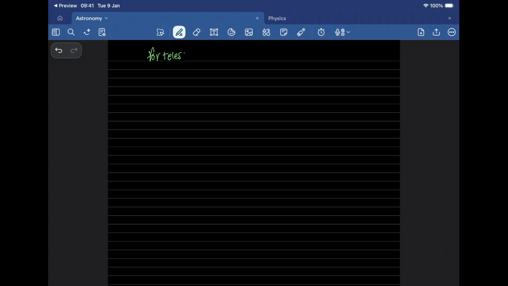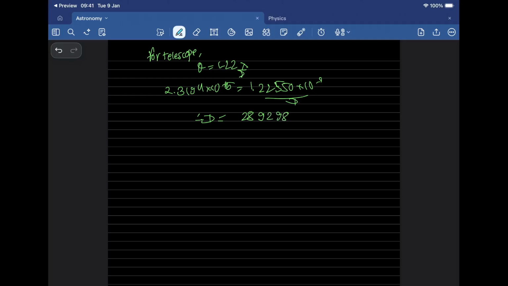For the telescope, theta equals 1.22 lambda divided by d, right? So 2.3194 times 10 to the power minus 15 equals 1.22 times 550 times 10 to the power minus 9 divided by d. Therefore, we get the diameter of the telescope as 9298956.6 meter. It's the minimum diameter of the telescope.